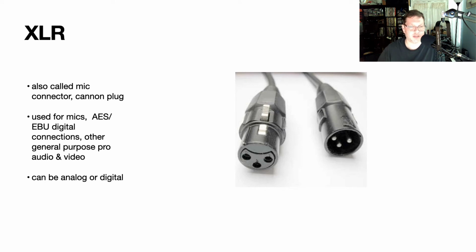It's called XLR because generally there's a left and a right, and then a ground, or if you have a condenser microphone that you're sending phantom power to, the other lead in there would be used to send the power to it. So this is an XLR. It can be analog or digital. Pretty much all professional microphones use this sort of connection, so it's often just called a microphone cable as well.